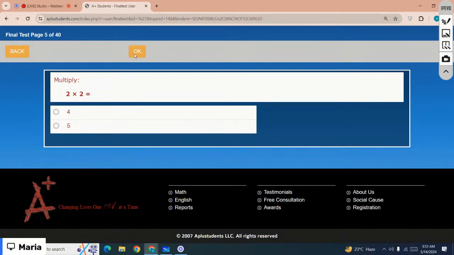The next one is 2 times 2. 2 times 2 is, the correct option is 4. 2 times 2 is 4. 2 times 2 equals, the correct option is 4.